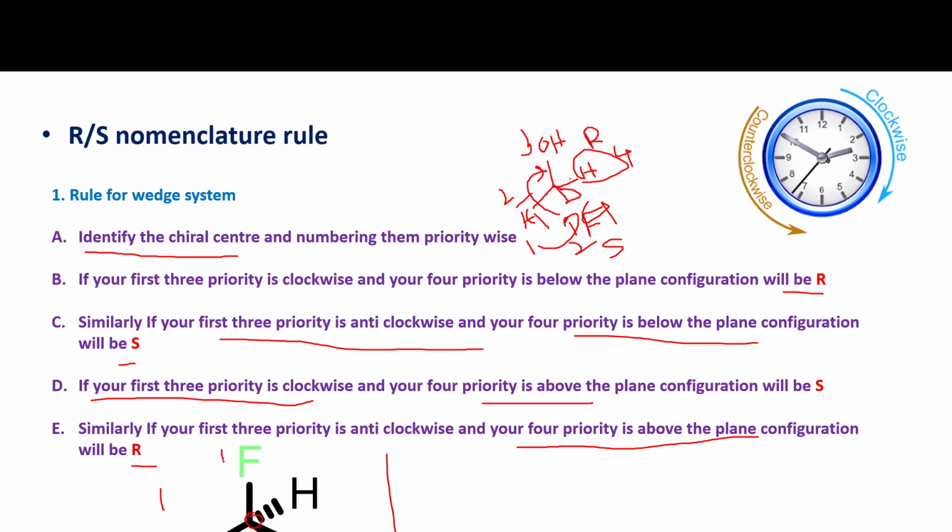So this will be the first priority, this will be your second priority, this methyl will be the third priority, and this hydrogen will be the fourth priority, which is below the plane. If it is below the plane, then clockwise will be R and anti-clockwise will be S. Now we have to find out whether this is clockwise or anti-clockwise. So this will be anti-clockwise, so it should be S configuration.